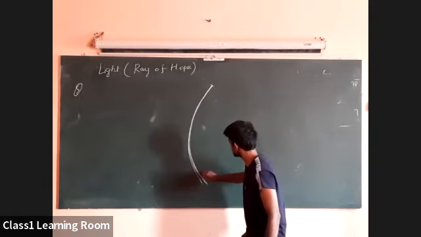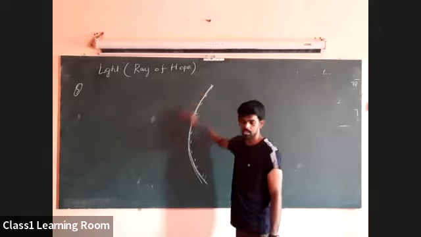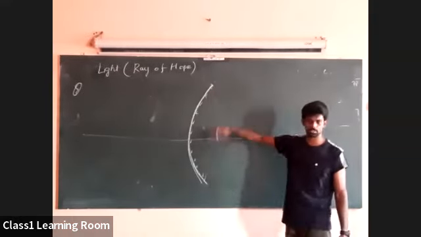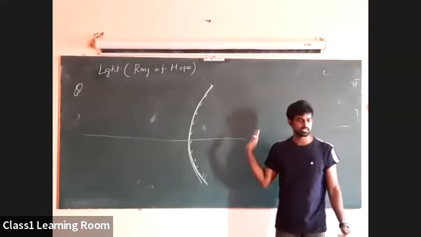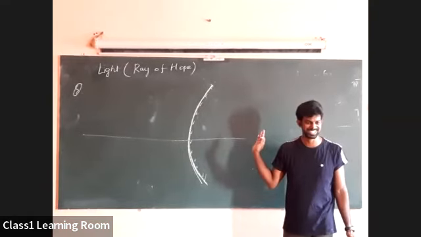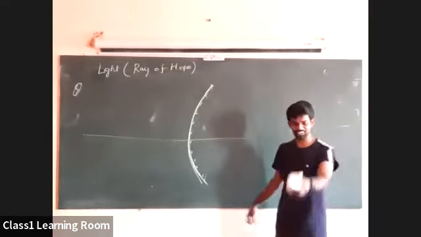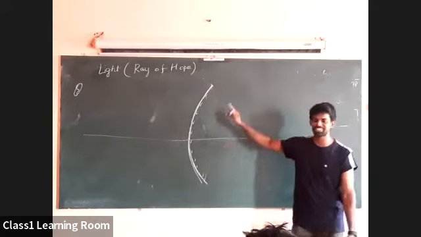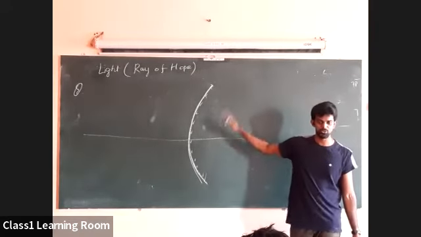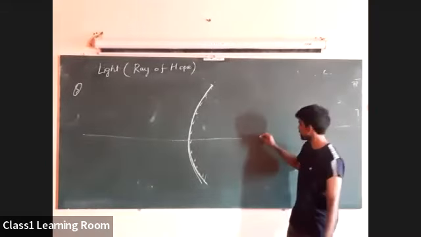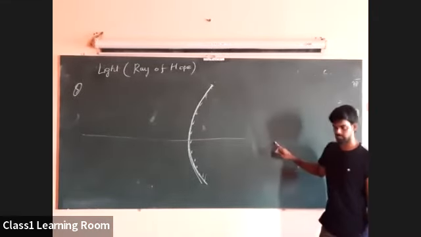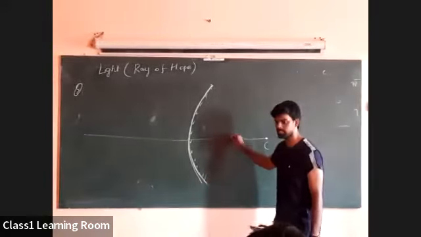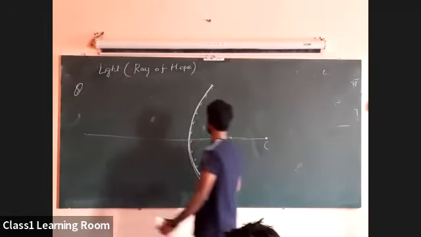Now which mirror? Convex. For a convex mirror, which side is the curvature? First see here, you can copy it. Which side is the curved side? This side, right? So the center will be on which side? This side. That means the focus is also on this side. F. And where is the axis? Here.